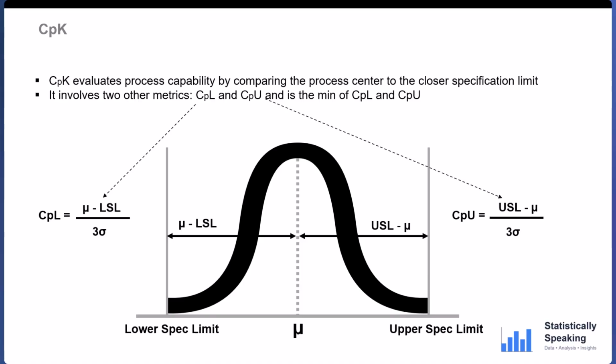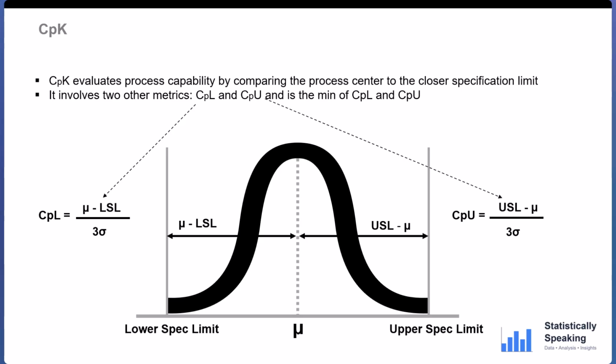So basically, for CPL, you take mu, which is the process mean, minus the lower specification limit, and you divide it by 3 sigma. That is 3 times the process deviation. And for CPU, you take the upper specification limit minus the process mean, divided by 3 sigma.